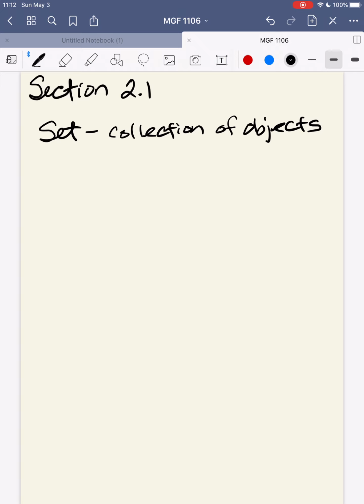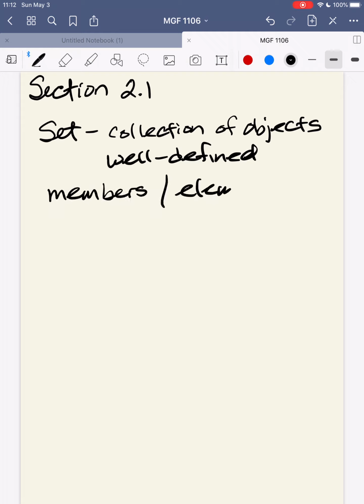A set must also be what we call well-defined. A set that is well-defined, we know all the members that are in that set. We have to be able to know which members belong to that set. Members, as well as elements, are used to describe what's inside of a set.